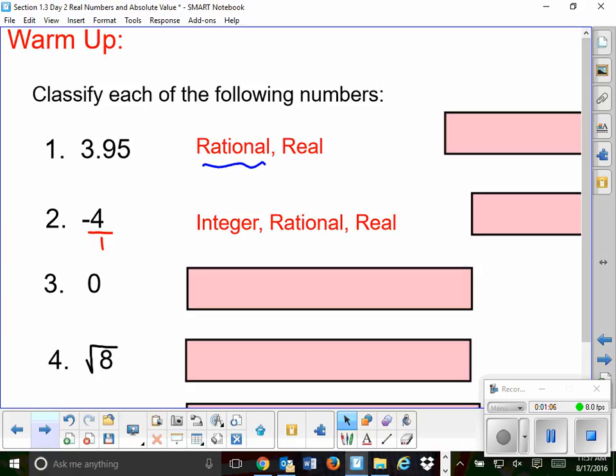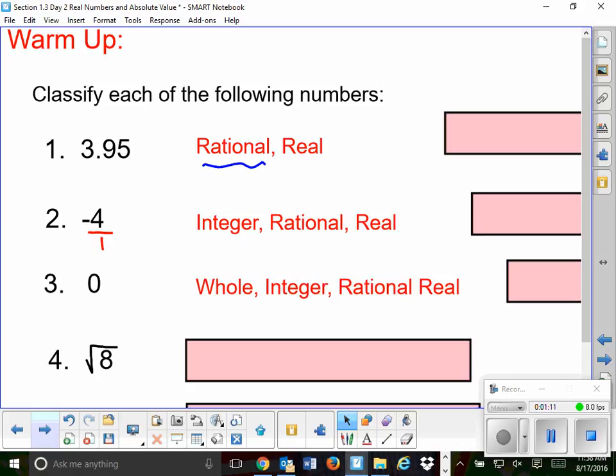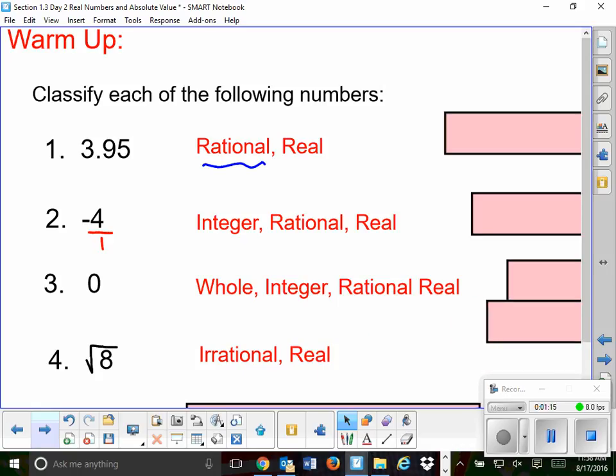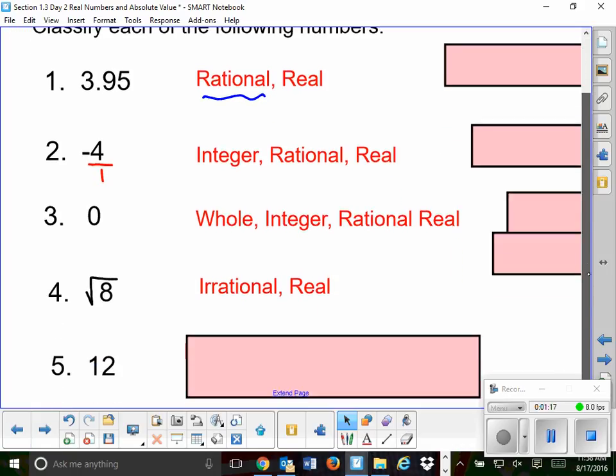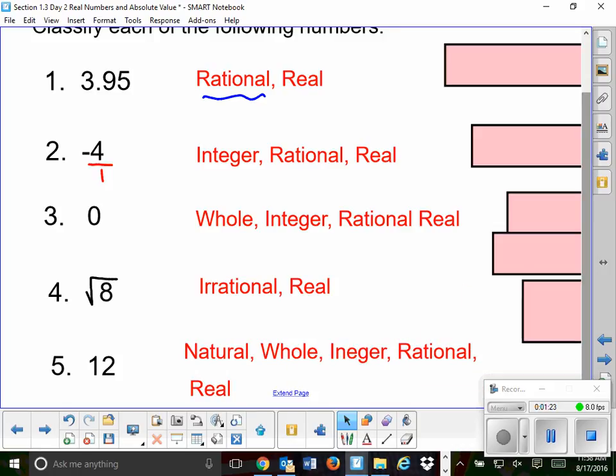0 is not a natural number. It starts off whole, integer, rational, real. Square root of 8 is irrational and real. And 12 is actually everything. It's a natural number. It's a whole number. It's an integer. It's a rational number. And it is a real number.